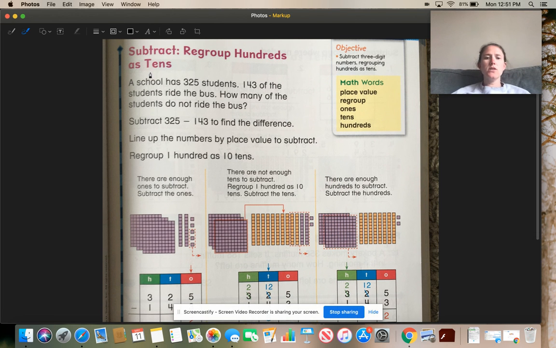It says a school has 325 students. 143 of the students ride the bus. How many students do not ride the bus? Well, I was one of those kiddos who did ride the bus when I was growing up.